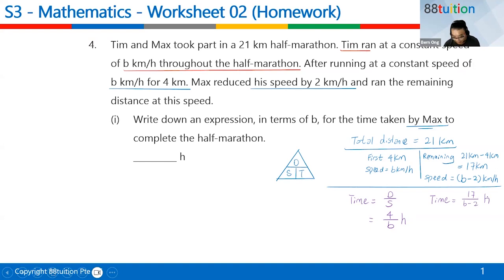So you're supposed to find the time taken to complete the entire thing. It's basically 4 over b plus 17 over b minus 2, and this is in terms of hours. This will be your answer: 4 over b plus 17 over b minus 2. Can or not, children?